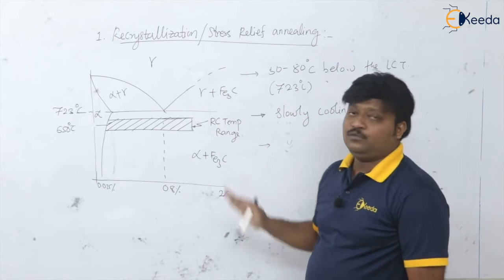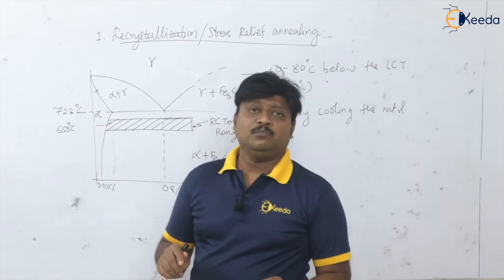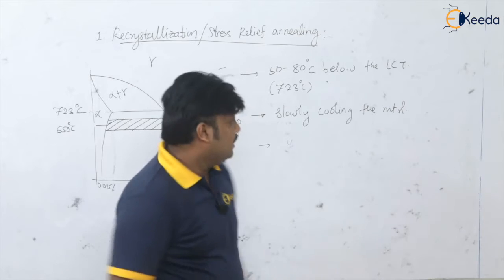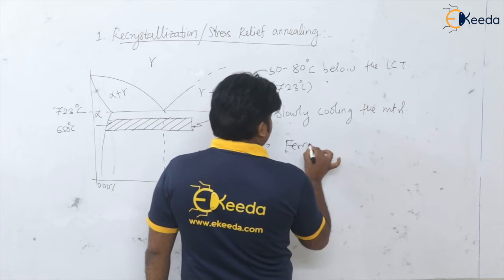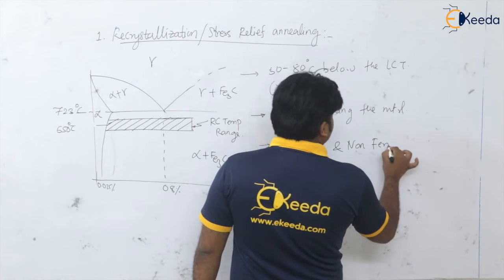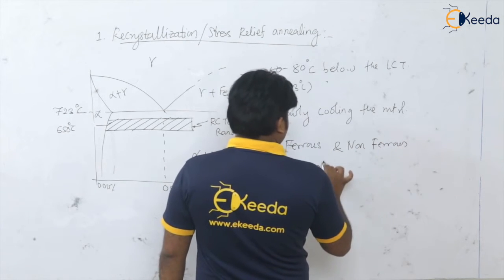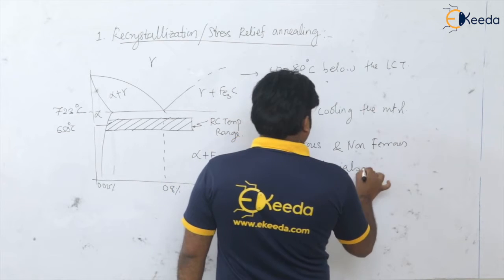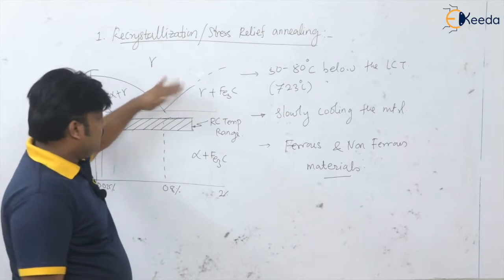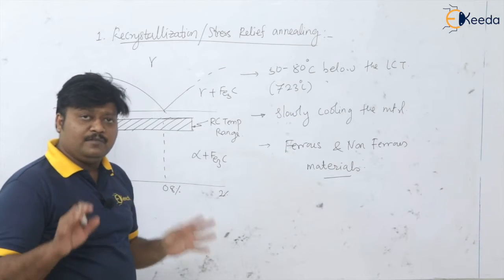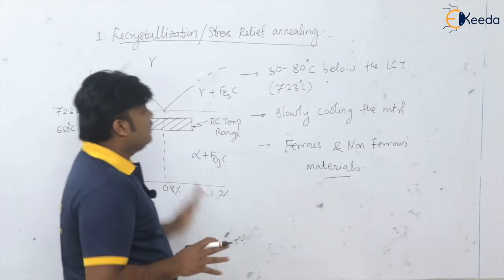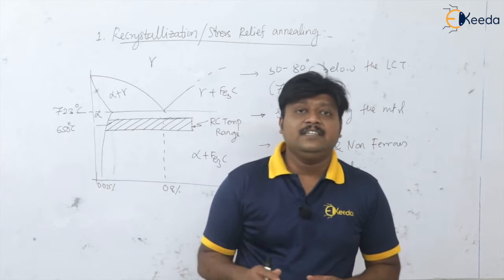And dear students, please remember, this stress relief annealing process is suitable for both ferrous as well as non-ferrous materials. Very important. Please remember this. So this stress relief annealing, that is the recrystallization, is applicable for both ferrous as well as non-ferrous materials. So this is about the recrystallization or the stress relief annealing.